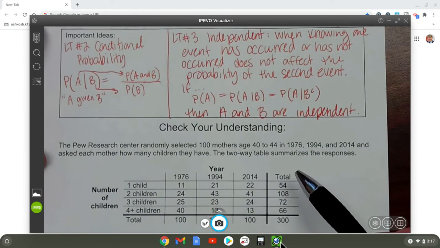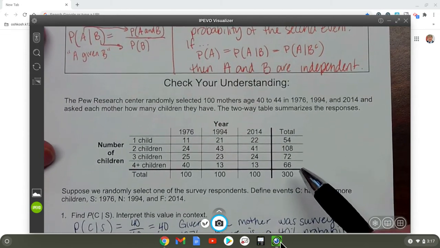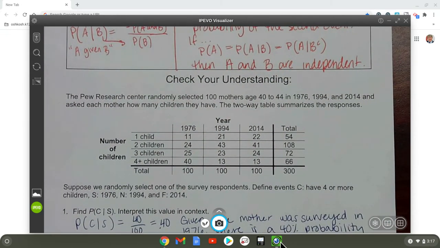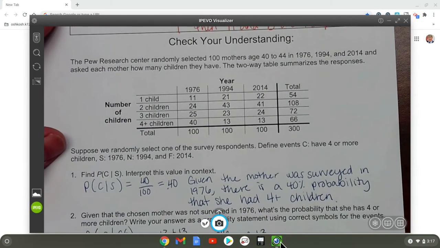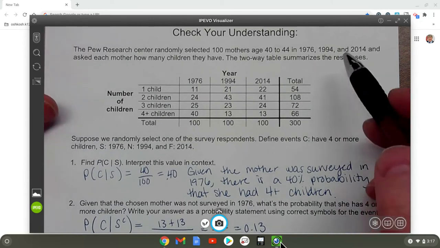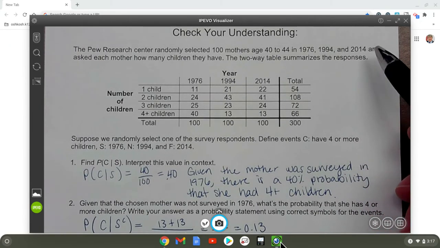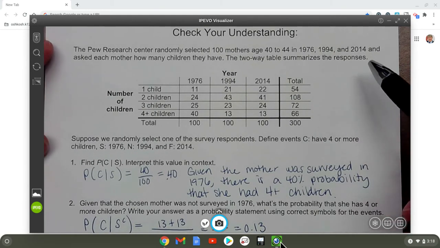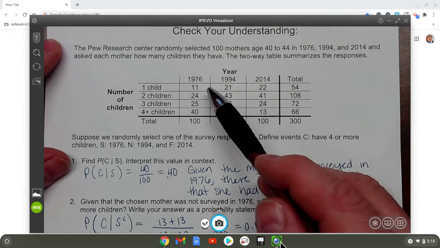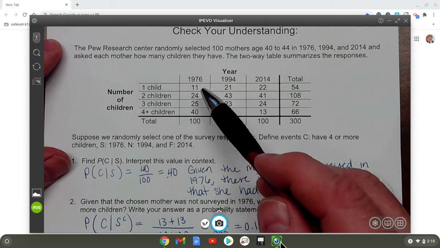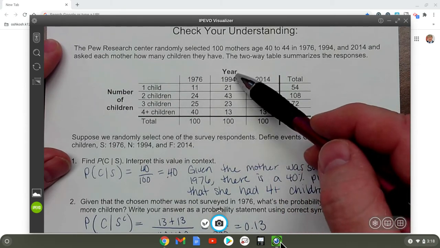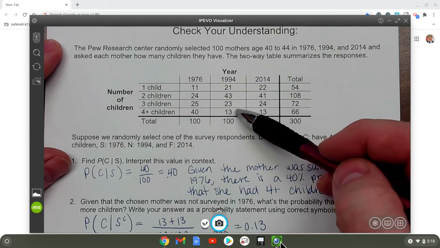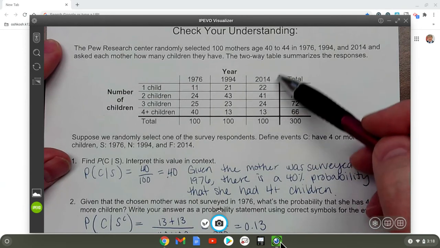Okay, let's check for understanding, guys. And we've got your Pew Research again. They randomly selected 100 mothers age 40 to 44 in 3 different years, 1976, 1994, and 2014, and asked each mother how many children they have. The two-way table summarizes the responses. So here you go. You've got 1976, bigger families back in 1976. Look at that. 1994, not so much for the big families. In 2014, not as much either.